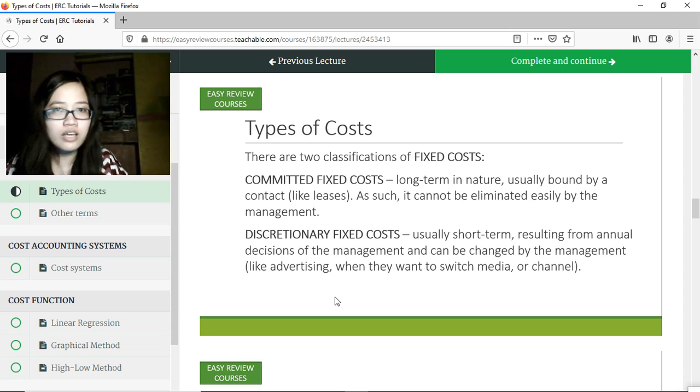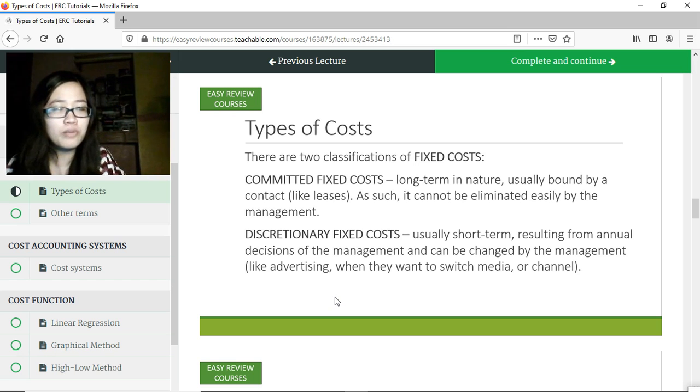Yung fixed cost, committed fixed cost na tinatawag, long-term ito in nature. So, pang matagalan. Usually, merong contract na involved. Bound by a contract, kagaya ng leases. Okay? So, for example, SM, kapag nag-rent kayo sa SM, hindi siya per month. Okay? It's a contract na let's say 5 years or 10 years na contract.